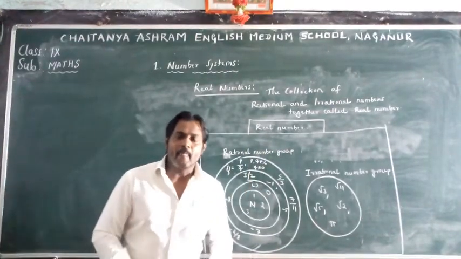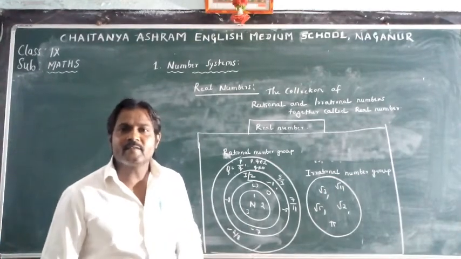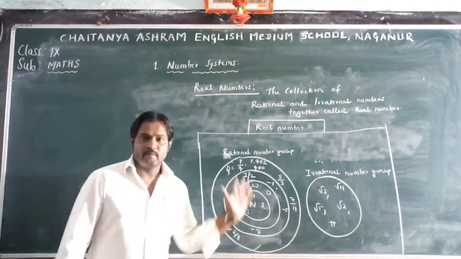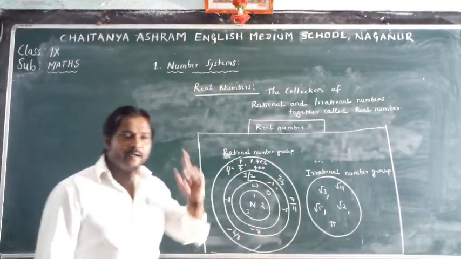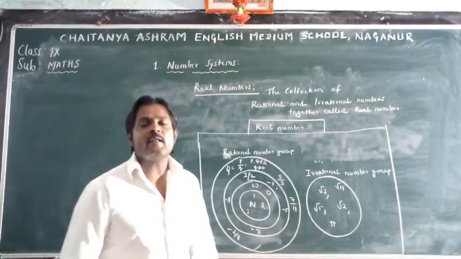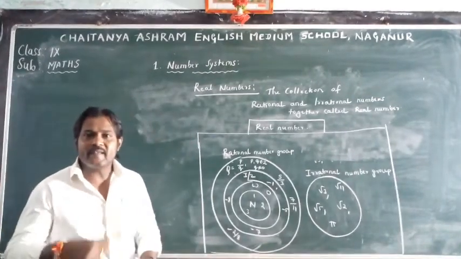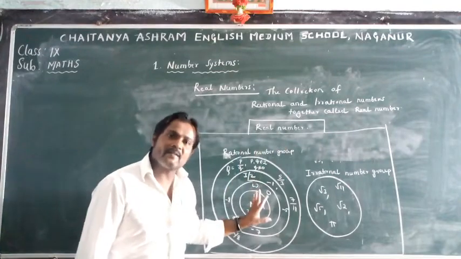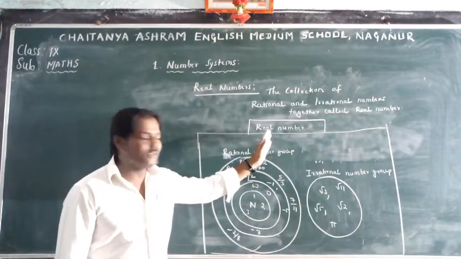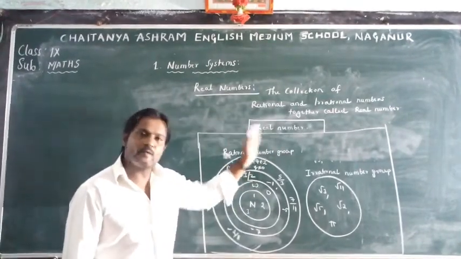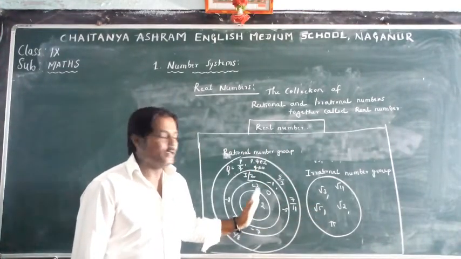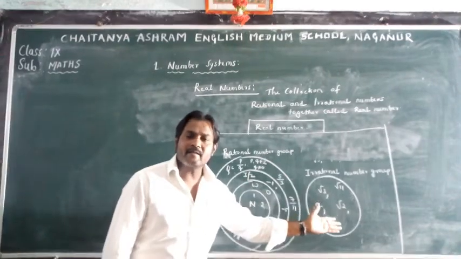Consider another statement. Every real number is a rational number. True or false? Observe the figure and listen to the statement again. Every real number is a rational number. True or false? False. Because every real number is not only a rational number. Real numbers include rational and irrational. So every real number is not a rational number. It may be a rational number or an irrational number.